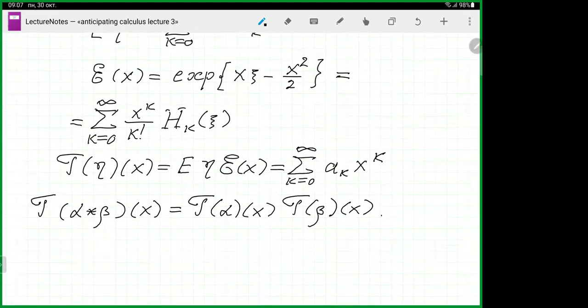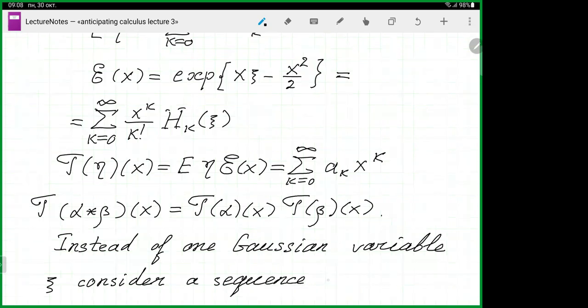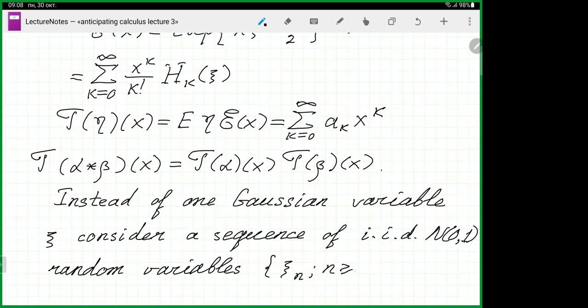Instead of one Gaussian variable xi, consider a sequence of IID N(0,1) random variables, xi n, n greater or equal than 1.